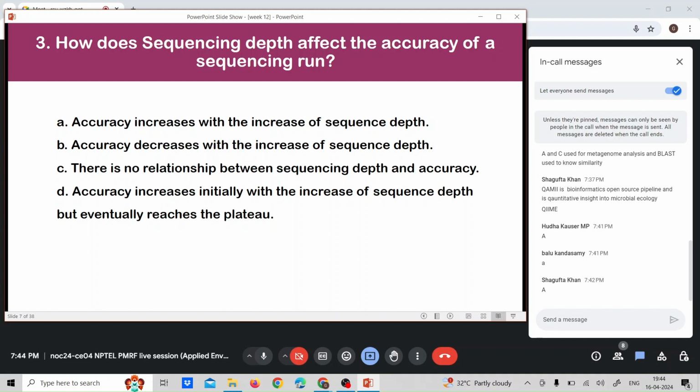Okay, I've received responses from three of you. So before discussing this, I'll also ask another question: what is sequencing depth?